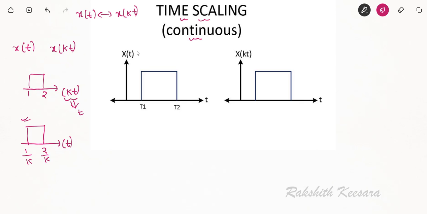So here, if this is x of t and I need to plot x of kt, my whole time axis will be divided by k: t1 by k, t2 by k. Here I can write two things. If k is greater than 1, my signal width gets reduced. This will be reduced, so I can call this compression.